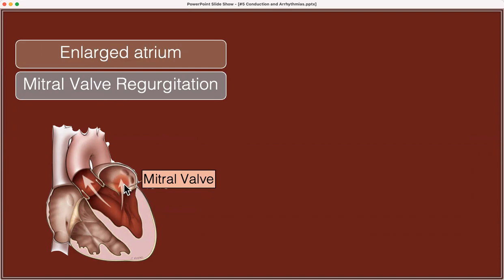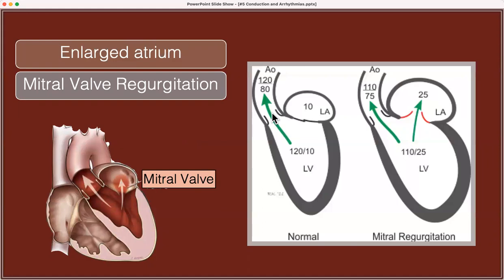And so it just slowly distends this left atrium. And eventually what will happen is blood flow will start backing up into the lungs, and the patient will start developing pulmonary edema. So this is normal on the left, and the numbers you see here are the pressures within the left ventricle and left atrium. Over time, this extra pressure increases in the left atrium and distends it. This is mitral regurgitation.